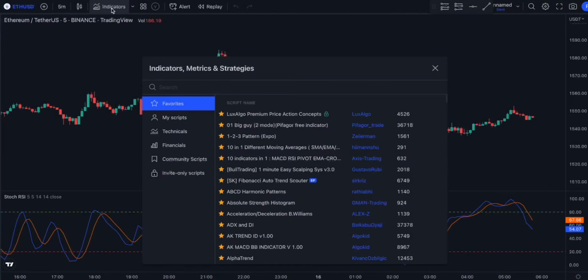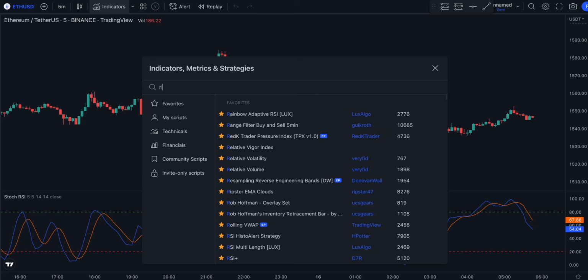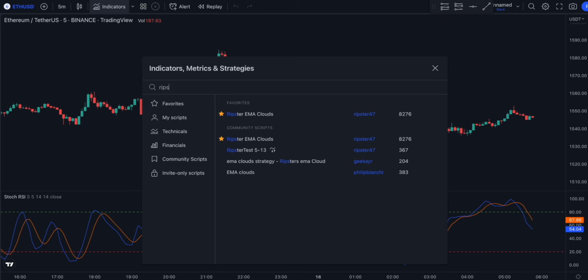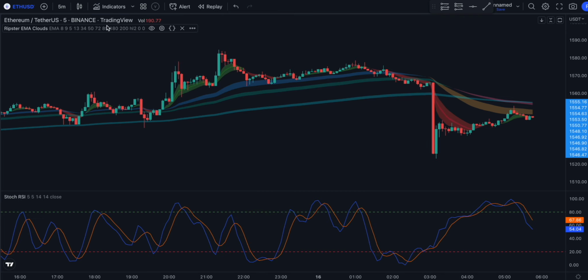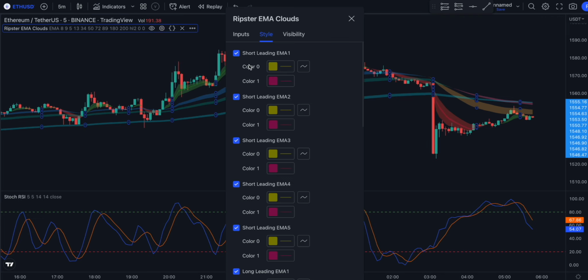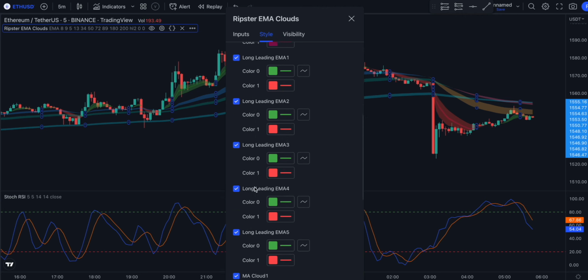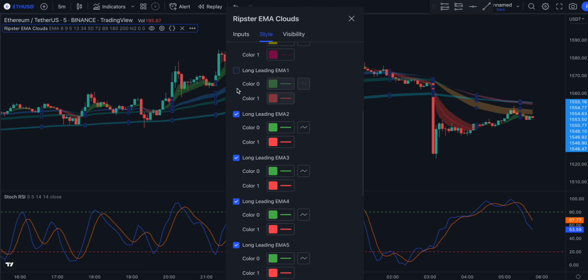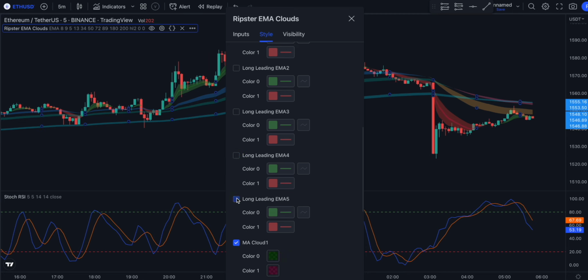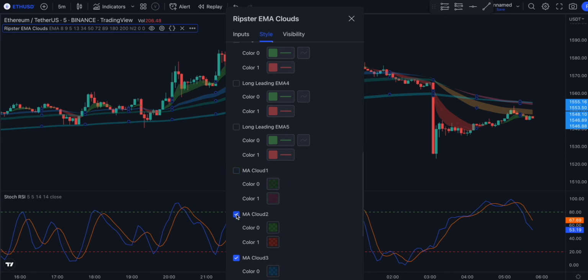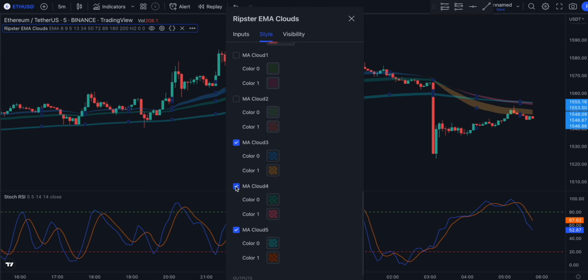For the next indicator, let's add a trend filter. We have found a very effective tool for this purpose. It's called Ripster EMA Clouds. This indicator was created by Ripster47. We will also need to adjust its settings. Pay close attention to what we're changing. This is very critical. This indicator will help us read the trend in the market as well as identify the ideal places to buy and sell the security.